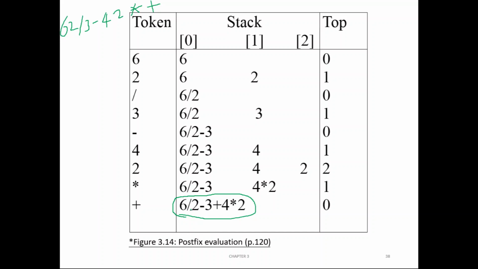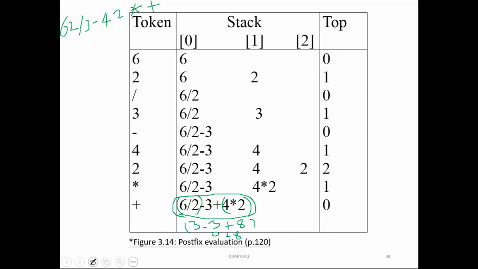What is the output of this? If you see here, there is a slash, minus, plus and star. The slash part should be done first. Division and multiplication have equal priority, so left to right means 6 by 2 and then 4 into 2. 6 by 2 is 3, so 3 minus 3 plus 8. Now there are minus and plus, so again left to right, 3 minus 3 is 0, 0 plus 8 is 8. So the result is 8.